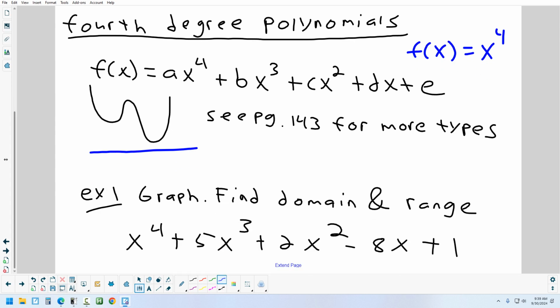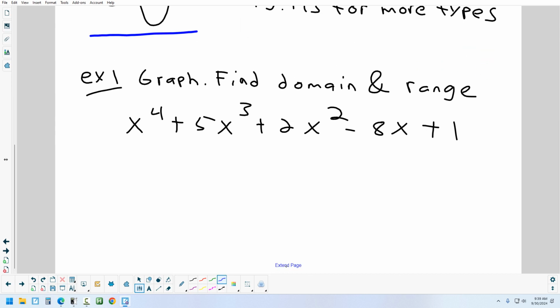Okay, so let's look at this one. And they want us to find the domain and the range. What's the domain of that polynomial? Yep, all real numbers. You will never divide by 0, and there are never any square roots in them. So domain is all reals. I didn't say how to write it, so I wrote it both ways.